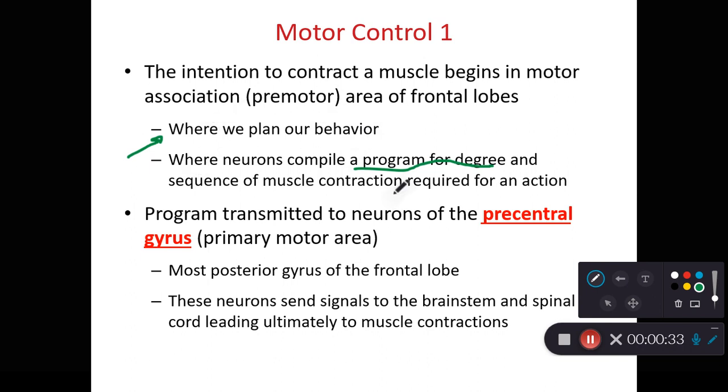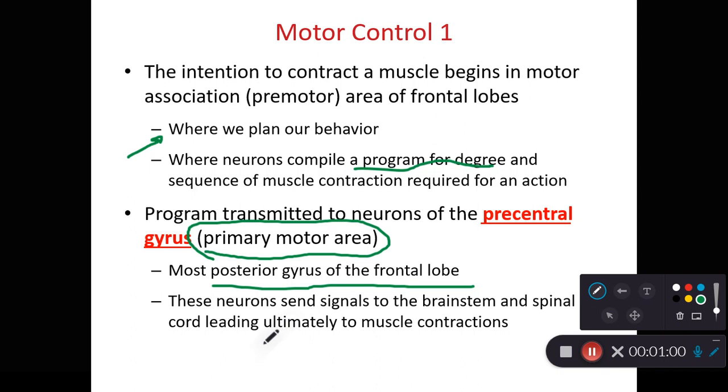This premotor area of the frontal lobe will then send that information to the precentral gyrus. The precentral gyrus has the primary motor area associated on it. So remember, there's the central sulcus, and then the gyrus directly anterior, directly rostral to it, is going to be the precentral gyrus. And it's the most posterior gyrus of the frontal lobe. So for those of you who've been able to stay on top of the lab objectives, you should know exactly where this is at this point in time. And the neurons from here are going to send signals to the brainstem, and then from the brainstem to the spinal cord, and ultimately lead to skeletal muscle contraction.